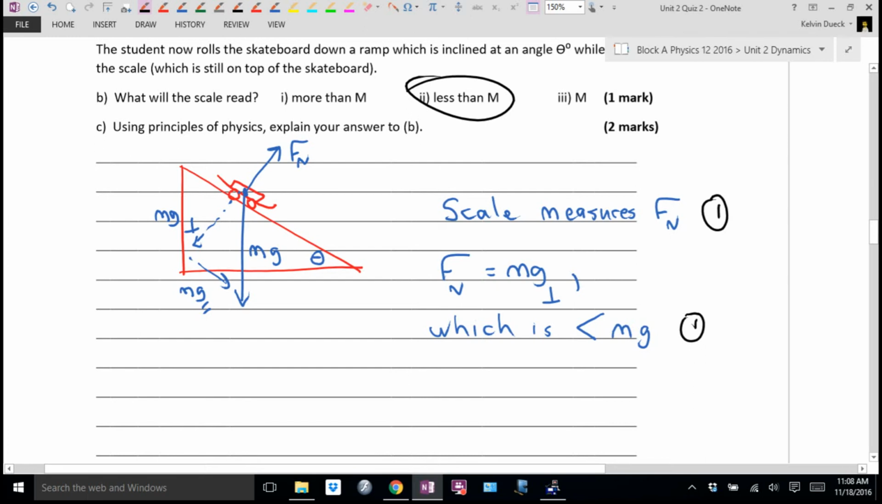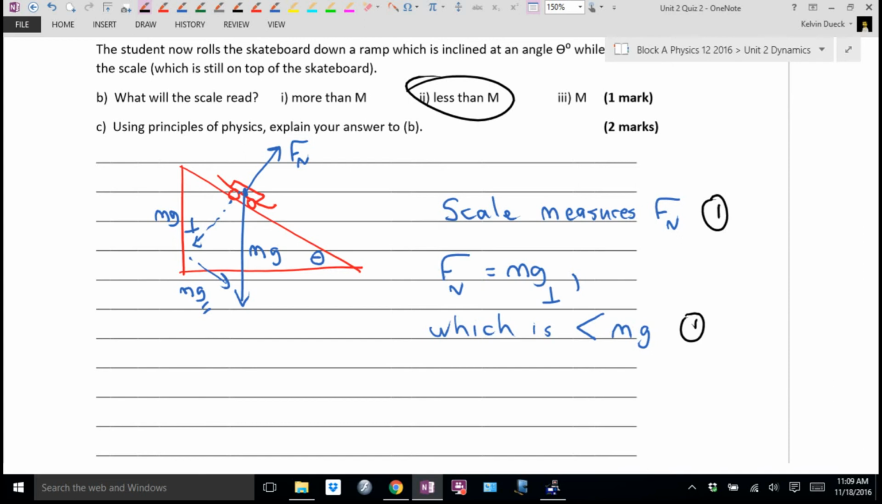Now, other possible explanations. One of the ways we did this was we looked at the extremes. You could say, well, if theta was 90 degrees, what would the scale read? 0. So you could say, as theta increases, scale reading goes down. I'd take that, a perfectly valid explanation. I had one student say, Mr. Duke, what if I just made up numbers? What if I let theta be 30 degrees, I let the mass be 70 kilograms, and I just crunch the numbers? I would totally take that. One of my students actually calculated the new normal force, and it was smaller than mg, and they wrote that all up. I'm totally fine with that.